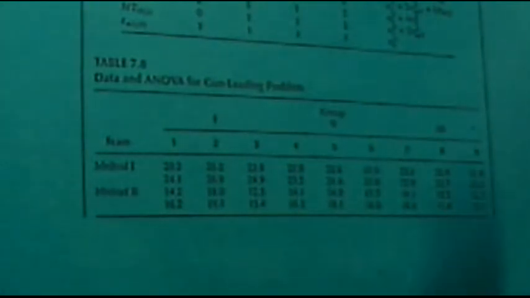I think it's on the page before this one, which I don't have here to look at, so I can't say exactly what that is.